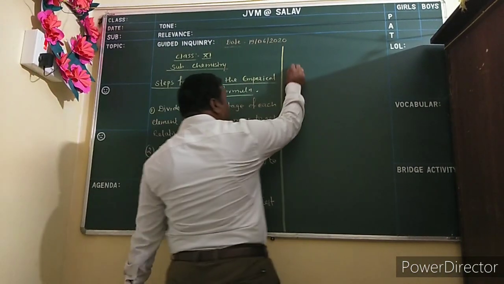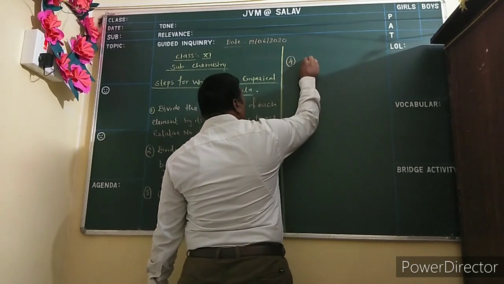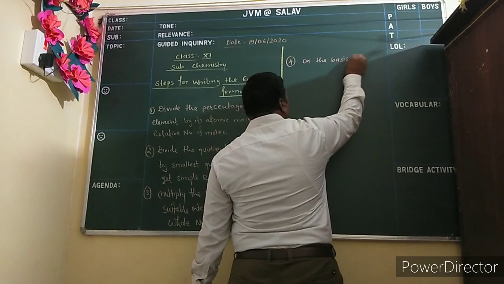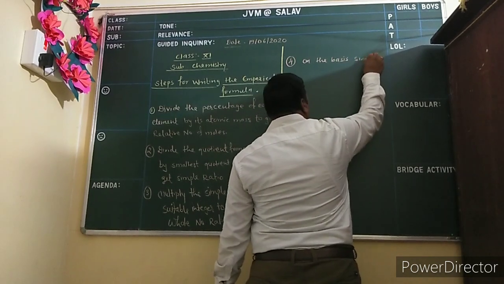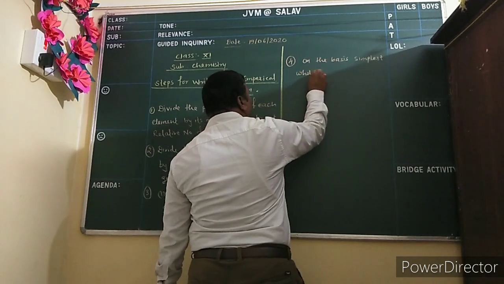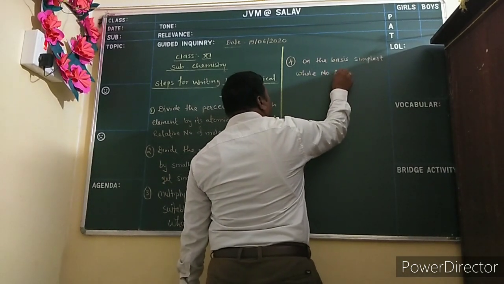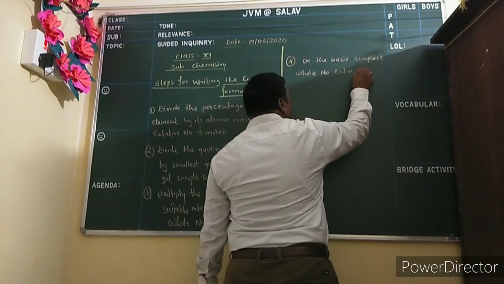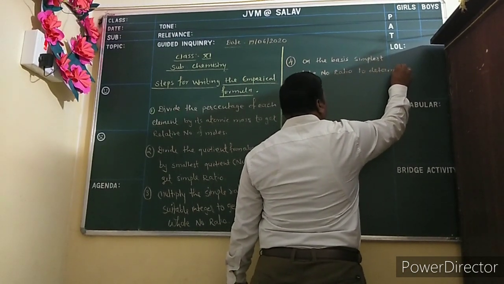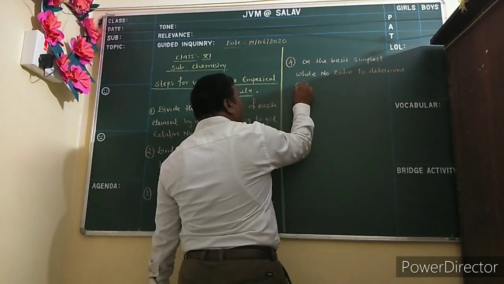And number 4: on the basis of the simplest whole number ratio, write the empirical formula.